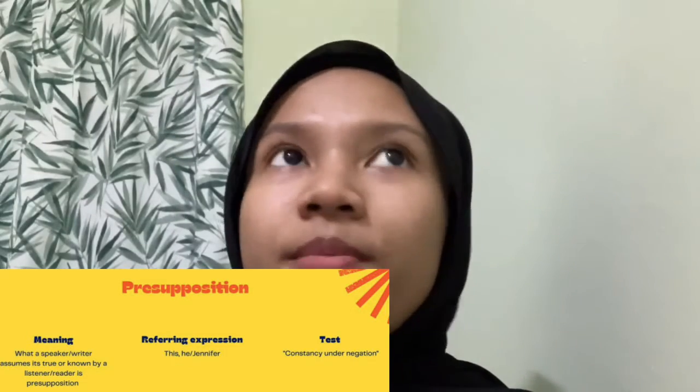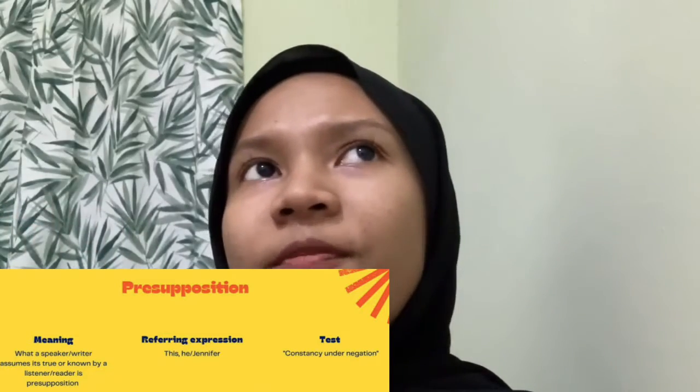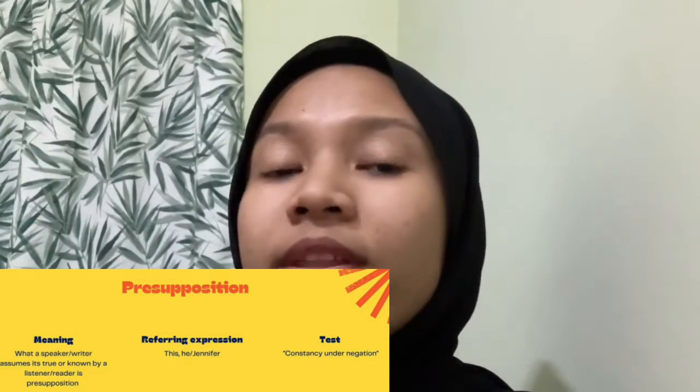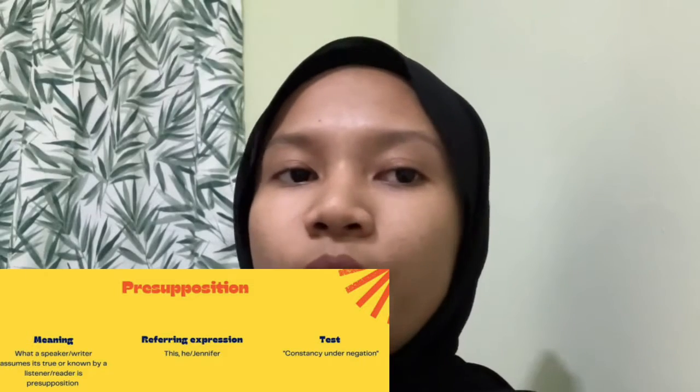Next point, presupposition. Presupposition is what a speaker or writer assumes is true or known by a listener or reader. Okay, so for example, if someone tells you, hey, your brother is looking for you, there is an obvious presupposition that you have a brother.